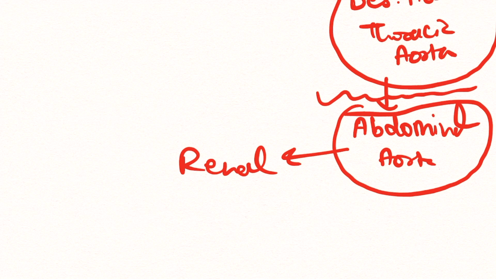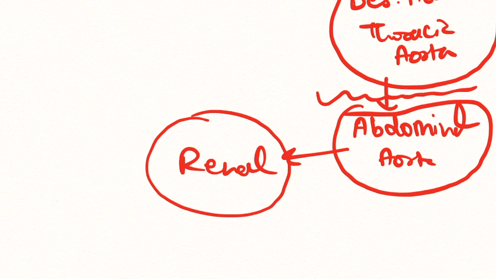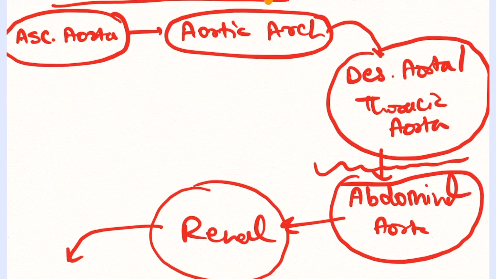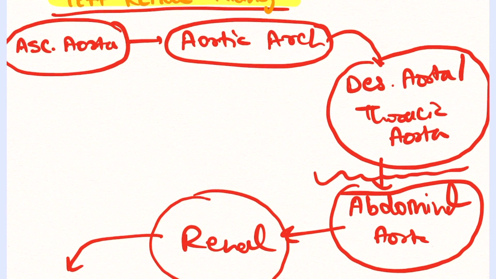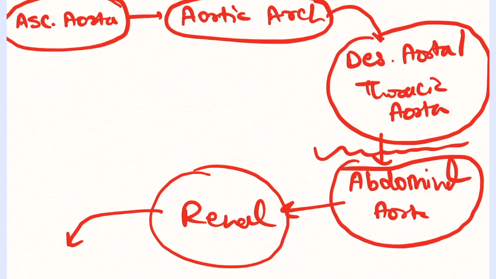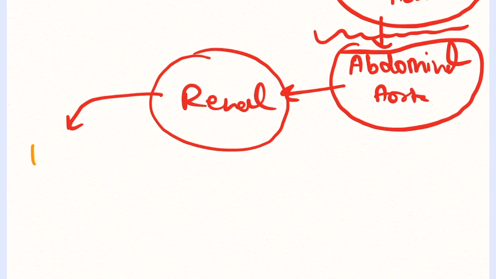Now, renal division, or renal, splits into 2 arteries. One is going towards the left kidney and one is going towards the right kidney. The one that goes towards the left kidney is left renal artery, and the one that goes towards the right kidney is right renal artery. And since our interest is left kidney, the artery that takes blood to the left kidney would be left renal artery.